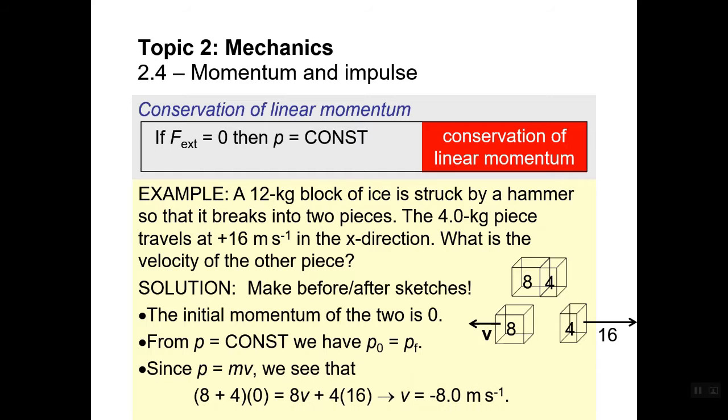We see that initial momentum is 12 kilogram times 0, as the 12 kilogram block is at rest, equals 8 times v plus 4 kilogram times 16 meters per second, and that gives us velocity minus 8 meters per second. It indicates the 8 kilogram block of ice is traveling in the opposite direction to the 4 kilogram piece of ice.